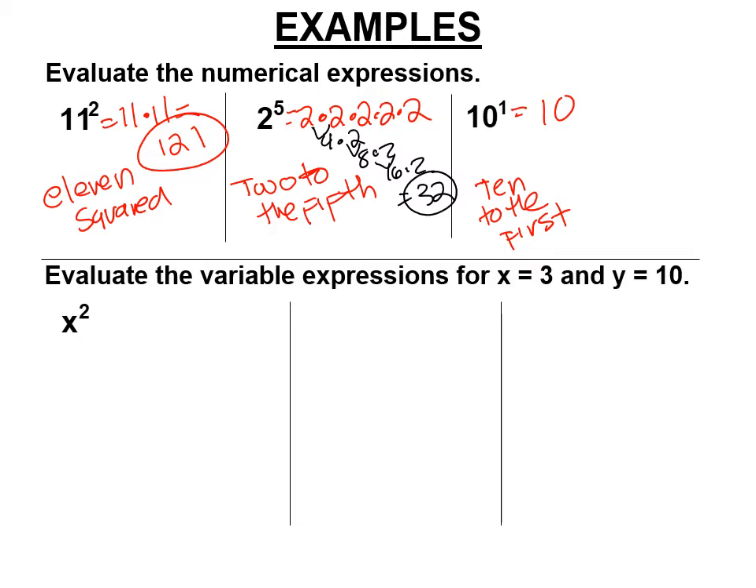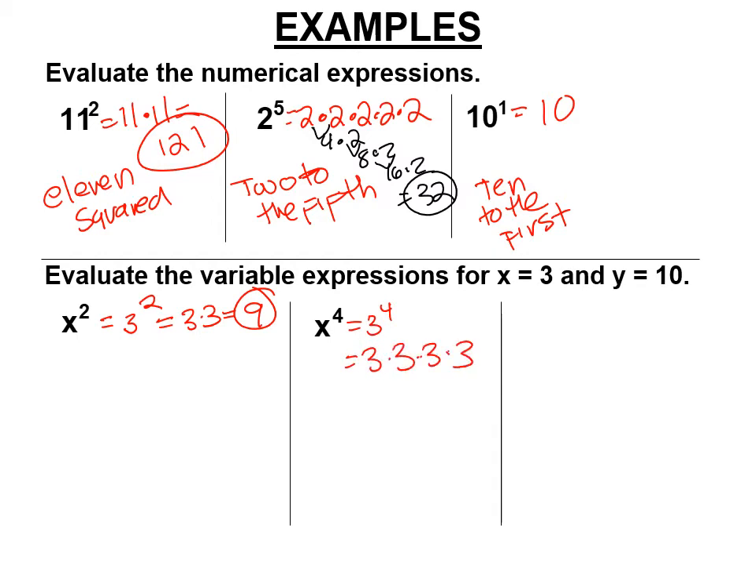So now we're doing it with variables. So x squared here is 3 squared. We'll have y's in a second. 3 squared is 3 times 3, right, which is 9. That's x to the 4th. 3 times 3 times 3 times 3.